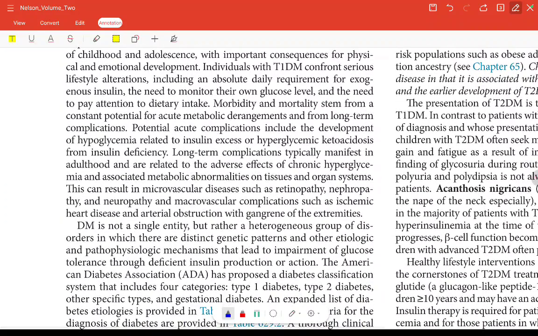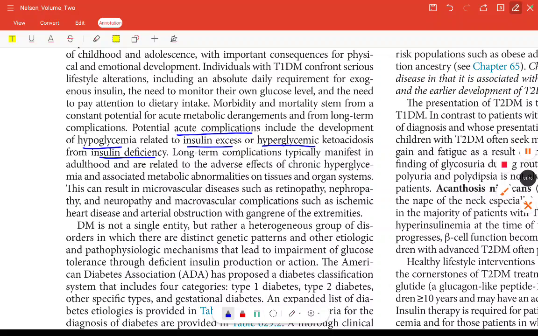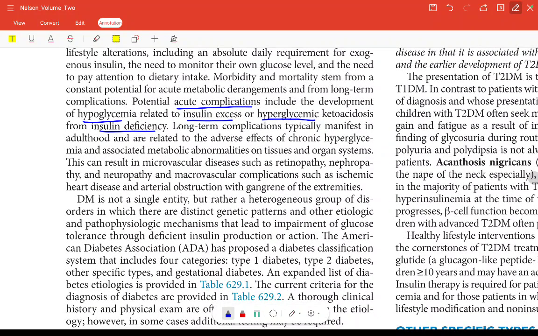Potential acute complications include the development of hypoglycemia related to insulin excess, or hyperglycemia and ketoacidosis from insulin deficiency. These were the acute complications. Now the long-term complications manifest in adulthood and are related to adverse effects of chronic hyperglycemia and associated metabolic abnormalities on the tissues and the organ systems.